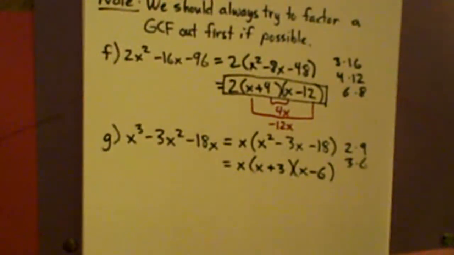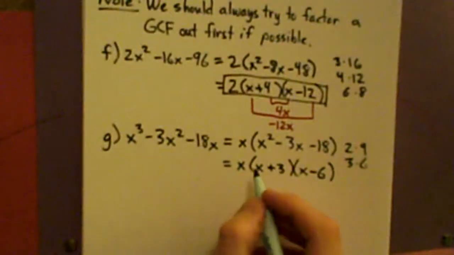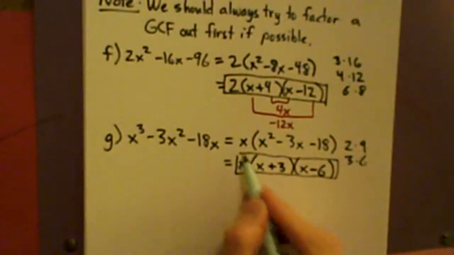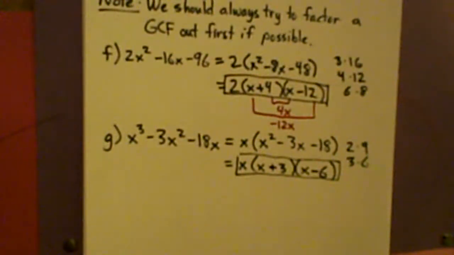So that concludes factoring examples of trying to factor out a GCF first, and that concludes the third video.